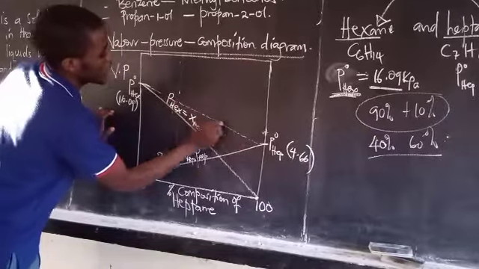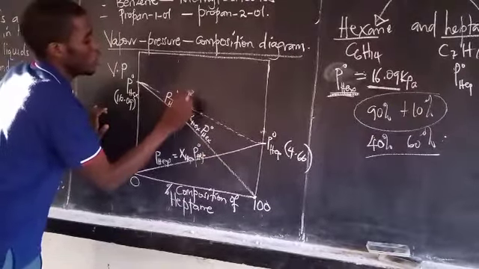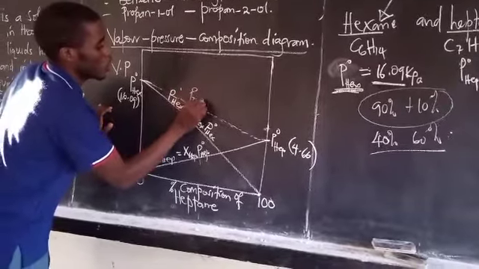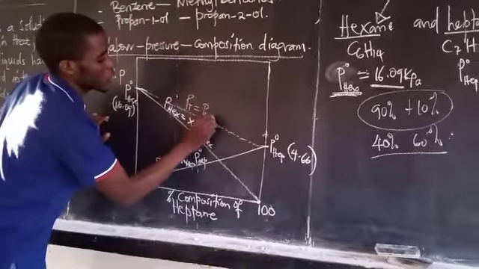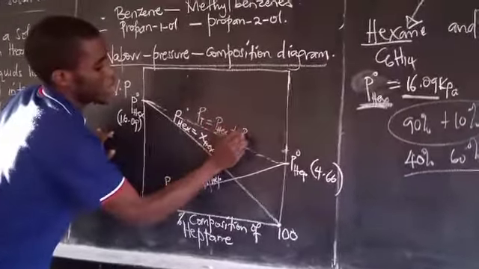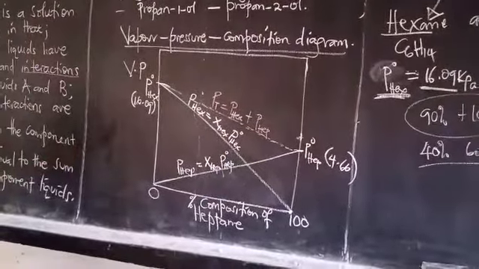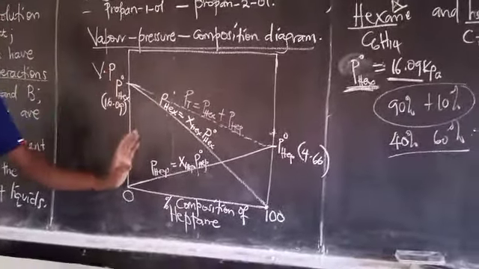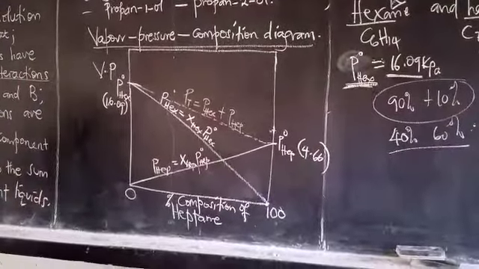That is the line that will be indicating for us the total vapor pressure. It is showing the total vapor pressure, which will be equal to the partial vapor pressure of hexane plus the partial vapor pressure of heptane. So that is basically the vapor pressure composition diagram for an ideal solution.